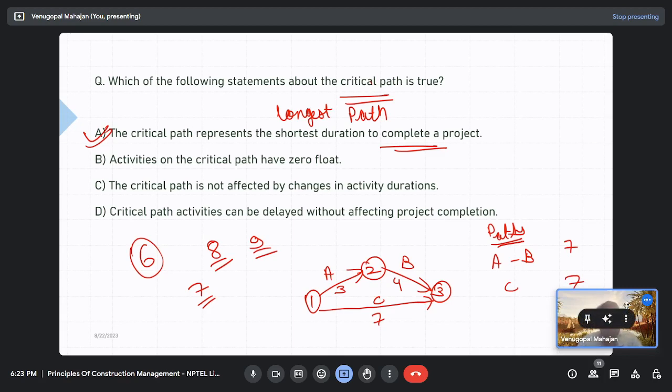So which is the critical path now? A, B, or C? Path 1 or 2? Path 1, sir. Okay, there is one vote for path 1. Anybody else? I just increased the duration of activity C such that now both paths have the same duration. So you still agree that path 1 is the critical path?